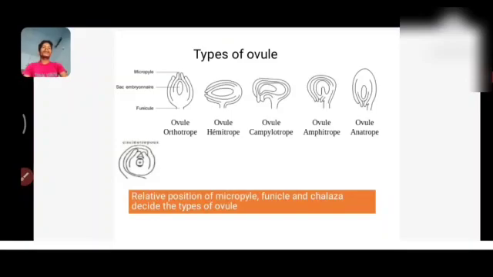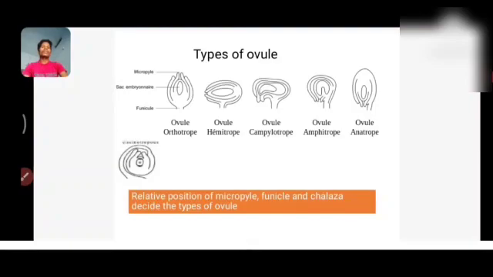And fifth one is the anatropous ovule. Ana means backwards. It is a backward curved ovule. It is the most common type of ovule; about 80% of angiosperms have this type. The body of the ovule is rotated by 180 degrees, and the micropyle comes near to the funicle. This type of ovule we can find in most angiospermic families.